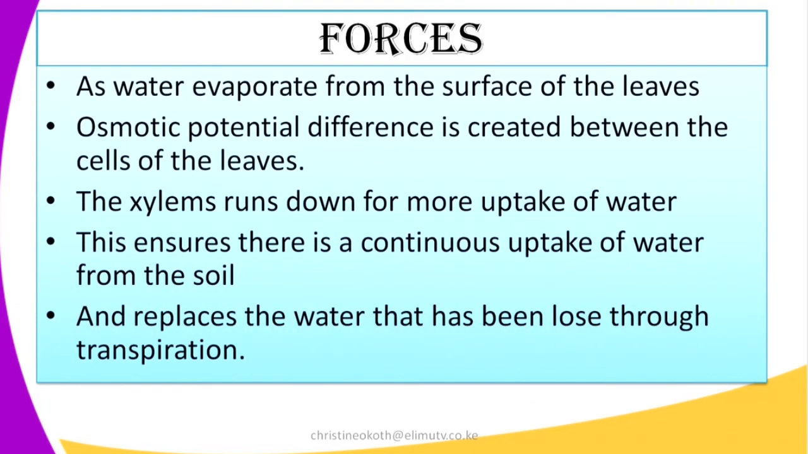So a summary of what happens in transpiration pull. As the water evaporates from the surface of the leaf, that is through transpiration, an osmotic potential difference is created between the cells of the leaves. So the xylem will draw up more water to replace the water that has been lost through transpiration. This ensures there's a continuous uptake of water from the soil to the leaves and replaces the water that has been lost through transpiration. So this is just like a cycle. Water is taken up, it is lost to the environment or used for photosynthesis, then it has to be replaced.